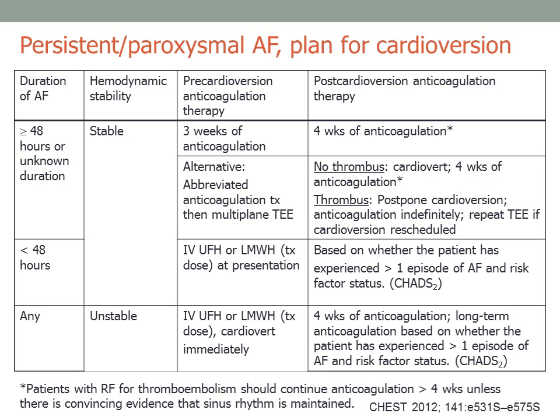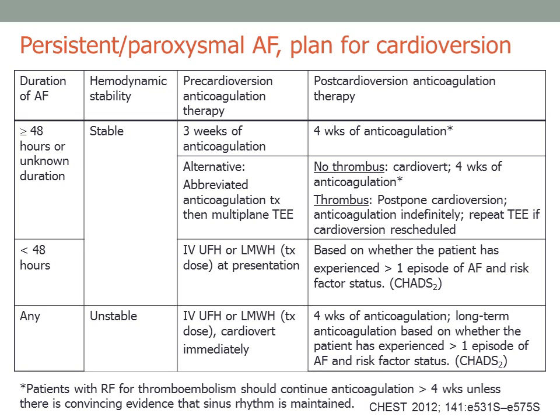Alternatively, you can use the potentially expedited approach of using TEE to screen for thromboemboli prior to cardioversion. Because of the concern that a new thrombus may form during the peri- or post-cardioversion period, it's recommended to use at least 5 days of IV unfractionated heparin, or weight-based therapeutic doses of low molecular weight heparin, or an oral anticoagulant at the time of cardioversion, in addition to a multiplane TEE. If there is no thrombus identified, you cardiovert and then you give at least 4 weeks of anticoagulation.